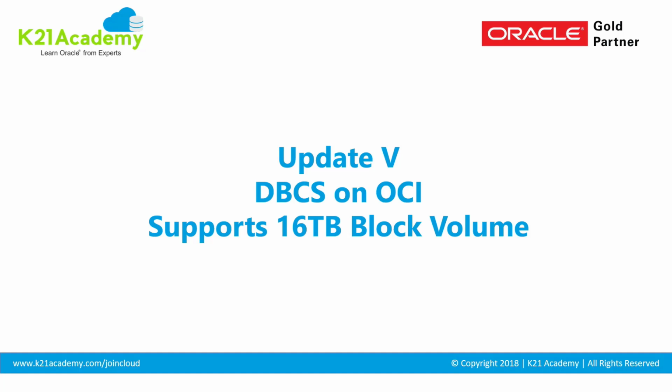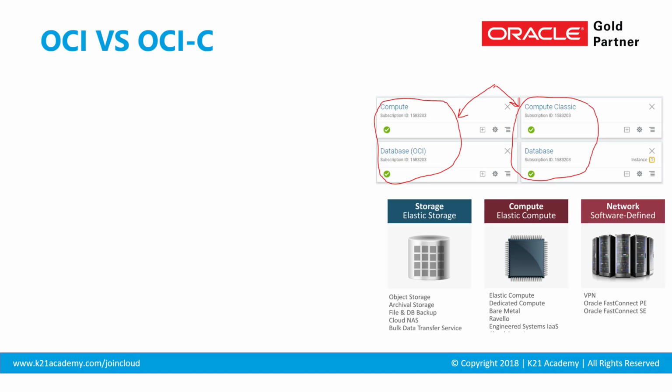DBCS on OCI now supports 16 terabyte of block volume. Now again, there are different types of storage. We are right now talking about block volume. There's also object storage. There are different types of storage. So DBCS on OCI now supports 16 terabyte of block volume.